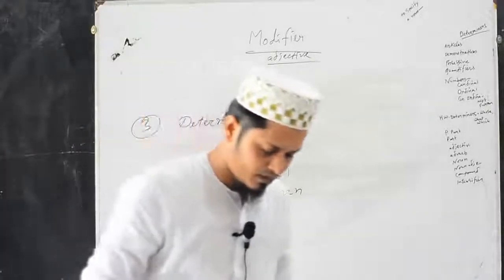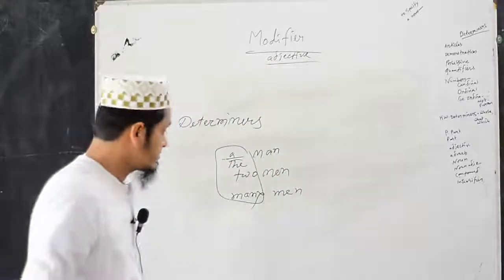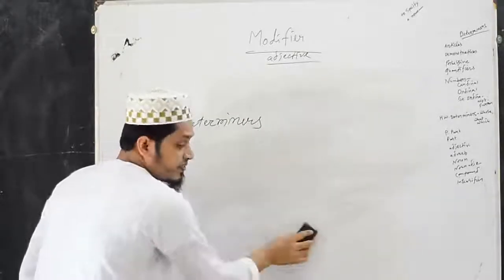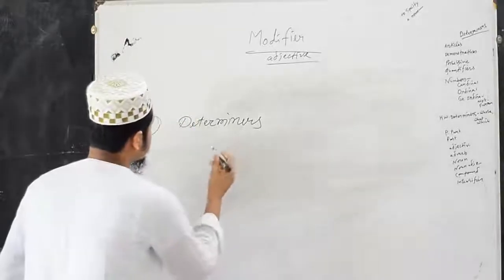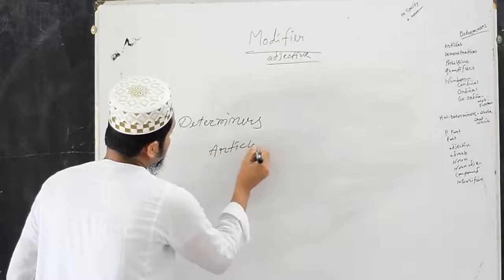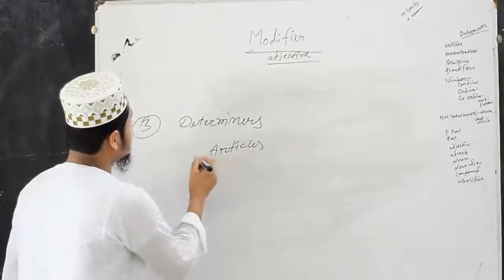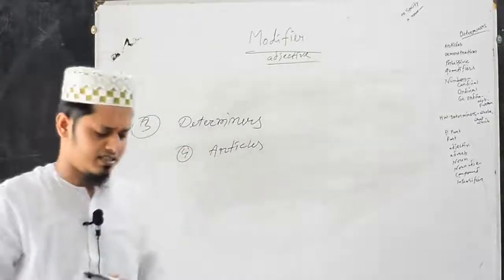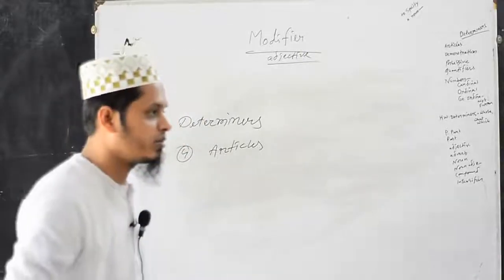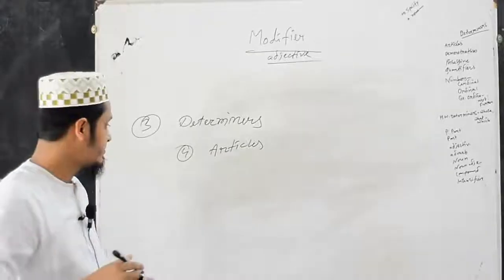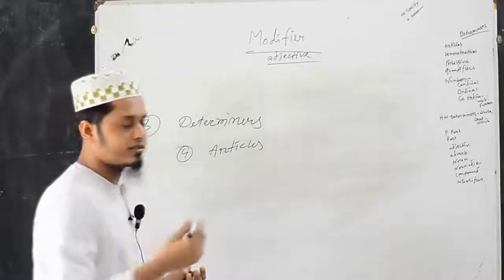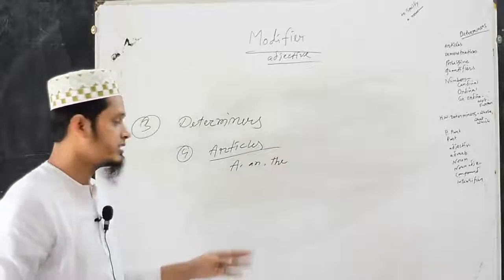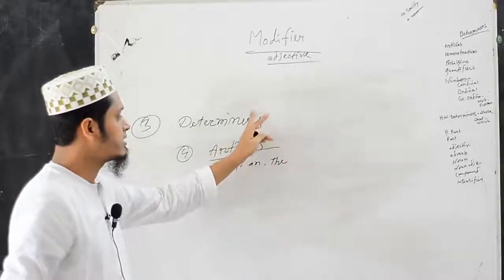Determiners are not very large in number. There are a few, such as articles. Articles, you can write down as number 4. Numbering is not the necessary thing. You should understand what actually I want to tell you. Articles, you know, there are only 3 articles: a, an, and the. These 3 are actually determiners.